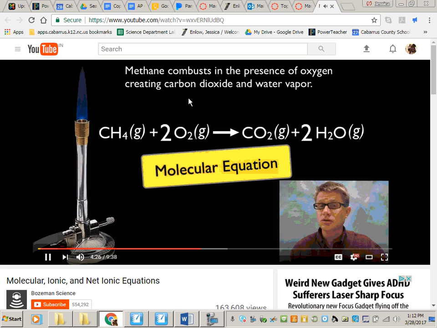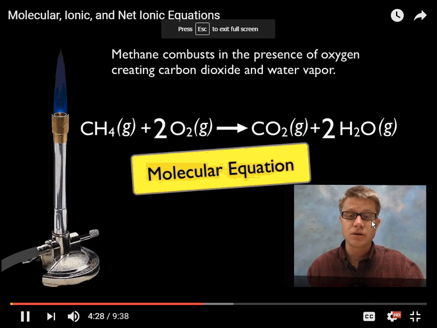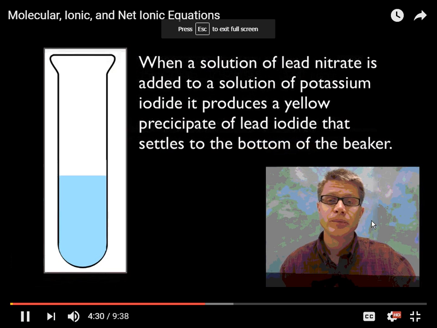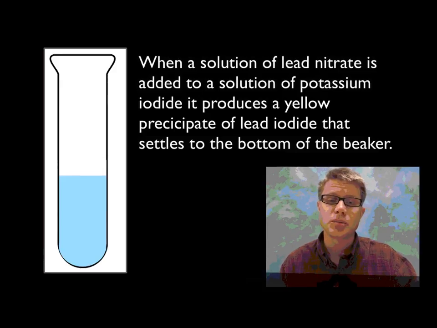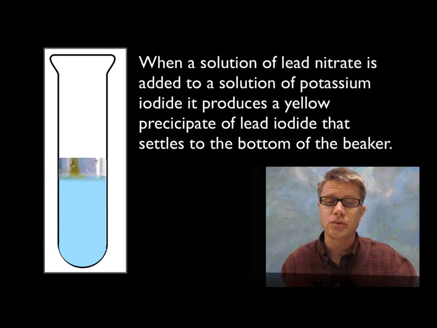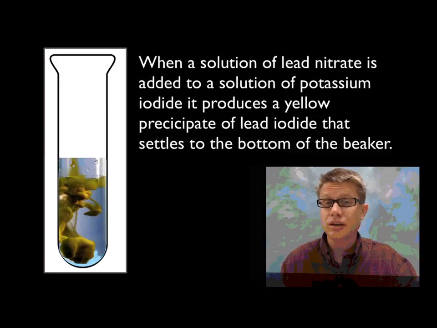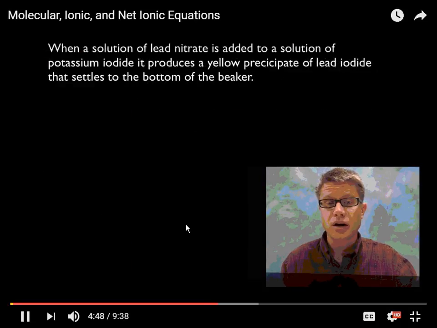And now we can use it to do stoichiometry, for example, and to make measurements. But now let's go to an aqueous reaction. And so in this reaction, we're taking lead nitrate, which is clear, and we're adding it to a solution of potassium iodide, and it produces a yellow precipitate. And so what we're getting is a solid that comes out of it. And so I could observe that. I could know what those chemicals are.